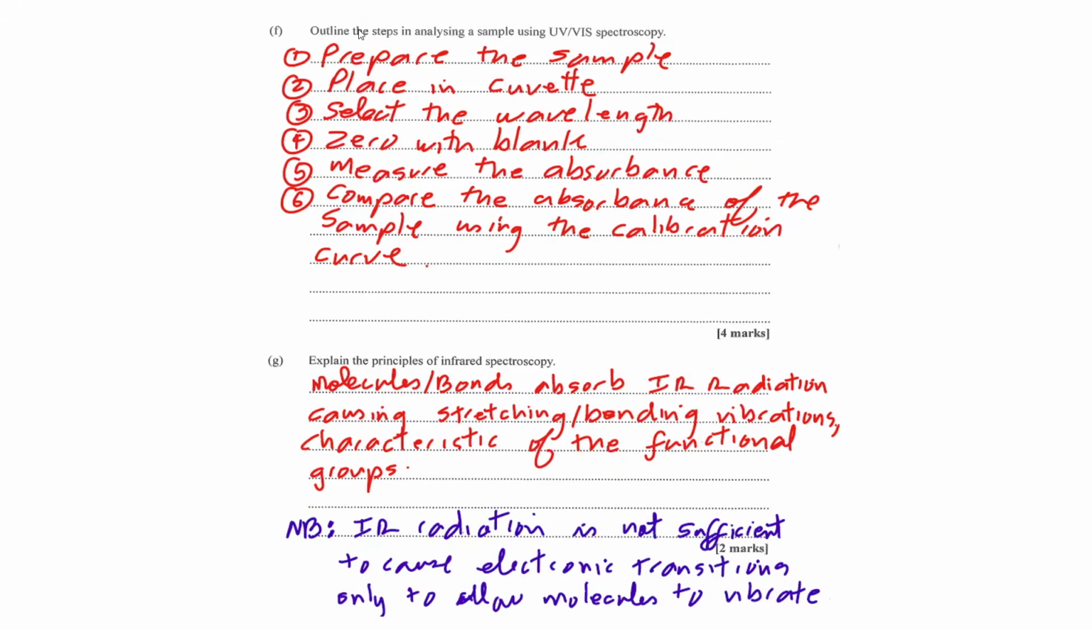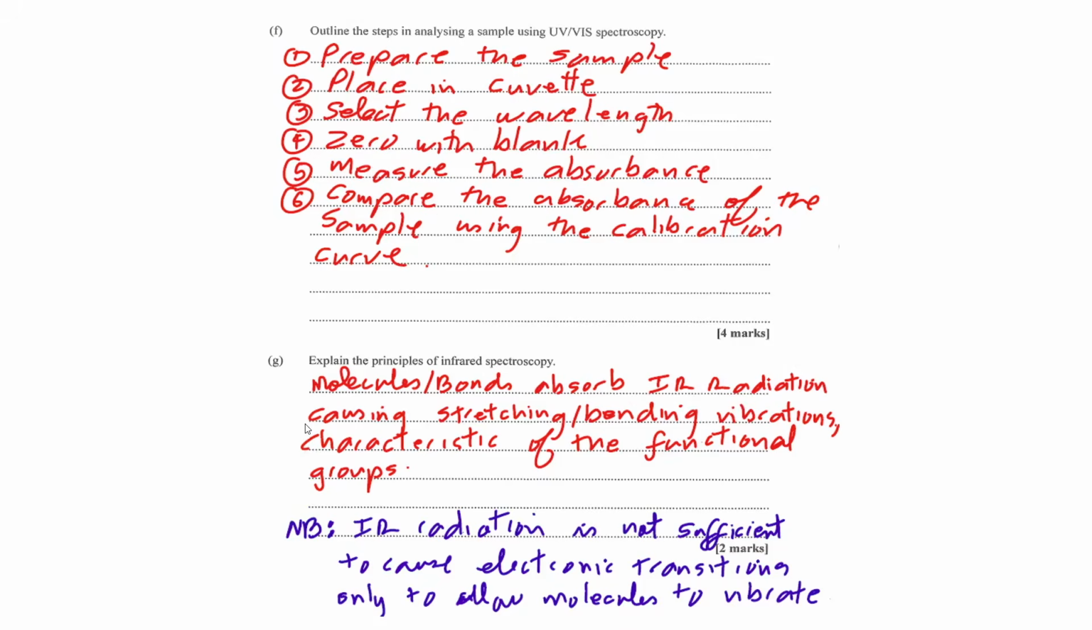Part F. Outline the steps in analyzing a sample using UV-Vis spectroscopy. Well, first of all, we have to prepare the sample. Then place it in your cuvette. You are then going to select the wavelength because it must be monochromatic light. So that's light of a single wavelength. Then you're going to zero your instrument with a blank, which is deionized water. After that, you're going to measure the absorbance and then compare the absorbance of the sample using the calibration curve.